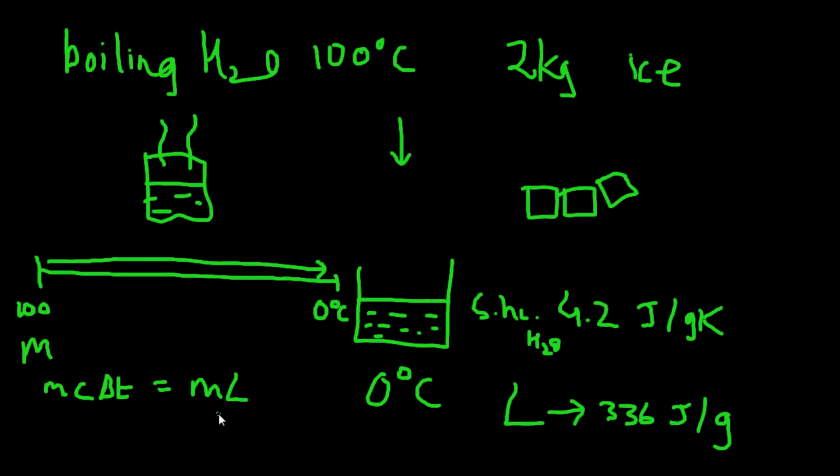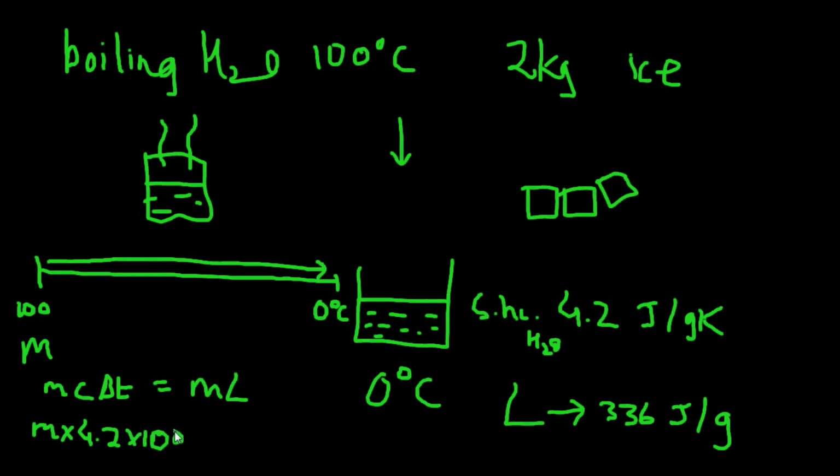M into, we've been given the specific heat capacity of water, that's 4.2 joules per gram Kelvin. Also notice it's grams, so we're going to convert our mass. Our mass is going to be in grams. So 4.2 over here. Our delta T is 100. We need to bring it all the way to 0. So 100 is equal to m into L.